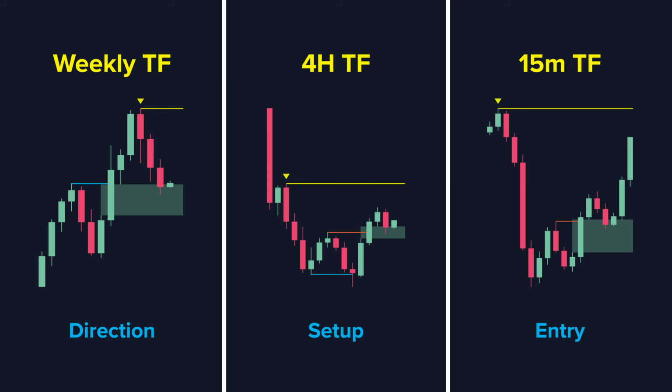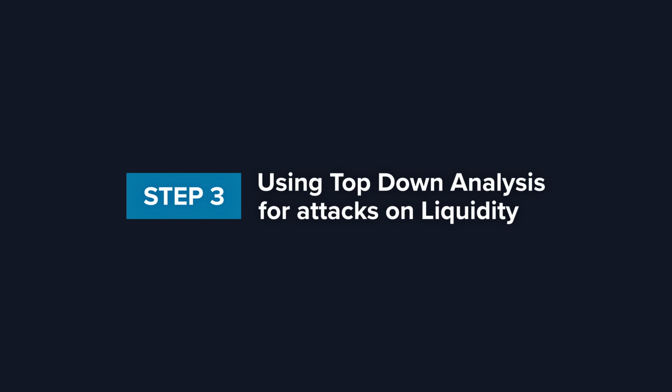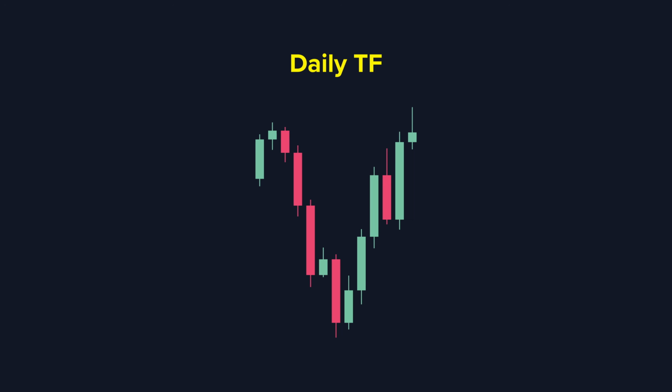But there are also other ways that we can use top-down analysis, which takes us on to the next step, which involves looking into how we can use top-down analysis on the lower timeframes to determine whether an attack on liquidity is creating a liquidity run or a liquidity sweep. So here we have another example of a chart, and this time we are using the daily time frame. And the first thing you might have noticed is that this previous liquidity level is currently being attacked.